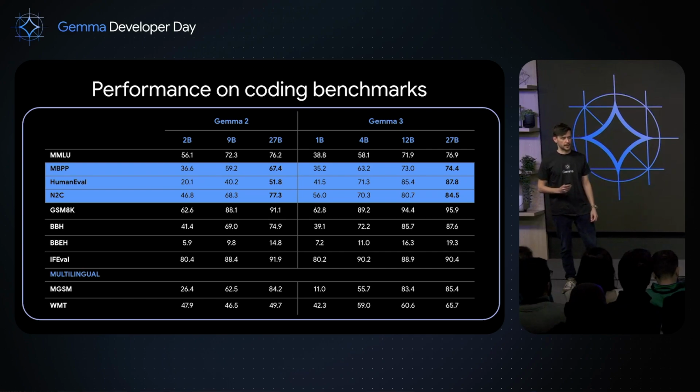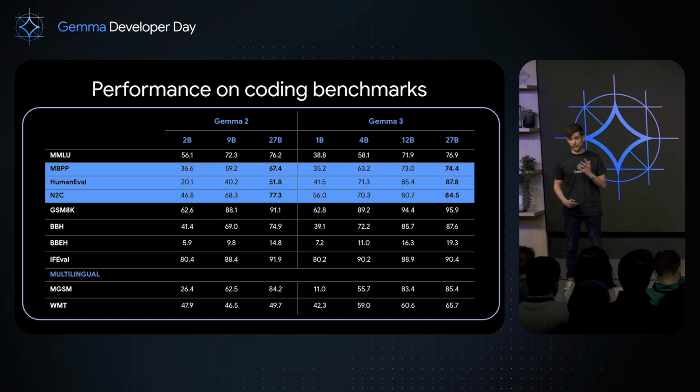Let's talk about coding next. Here, we selected essentially three representative benchmarks. The first two, MBPP and HumanEval, are about Python coding. But Natural2Code, which is an internal benchmark we use, covers five different languages: Python, Java, JavaScript, Go, and C++. So it's more diverse. And again, you can see that comparing Gemma 3 to Gemma 2 shows the level of improvements we've made on coding overall.